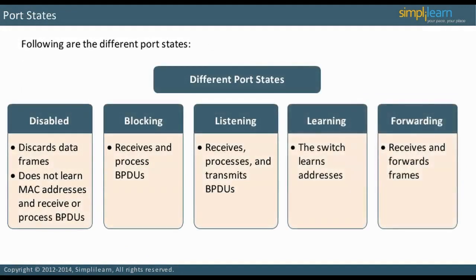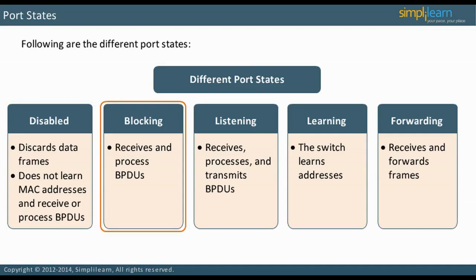Ports can be in one of the 5 different states. Each port transitions through these states in an order. For example, to reach the forwarding state, the port must pass through disabled, blocking, listening, and learning states. The first port state is disabled. In this state, the port discards data frames received on the interface and switched from another interface for forwarding. It does not learn MAC addresses and receive or process BPDUs.